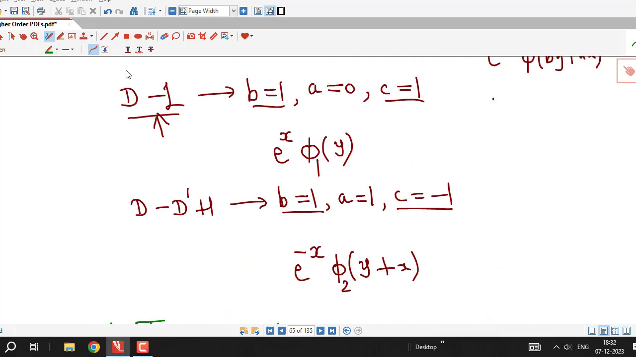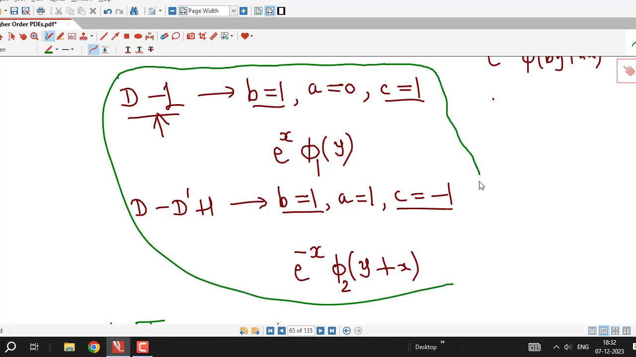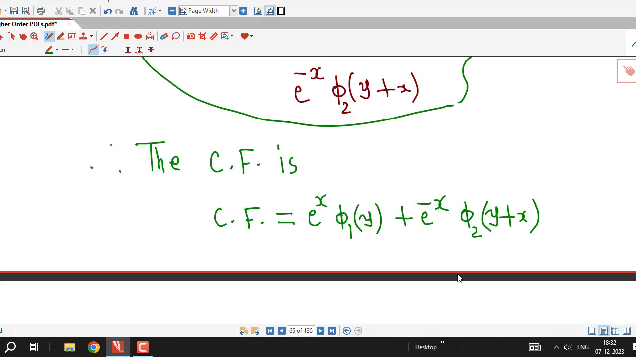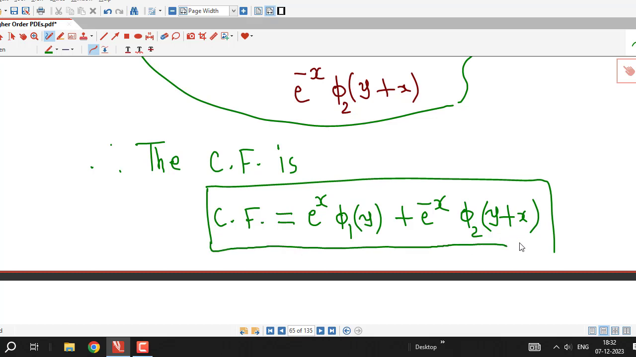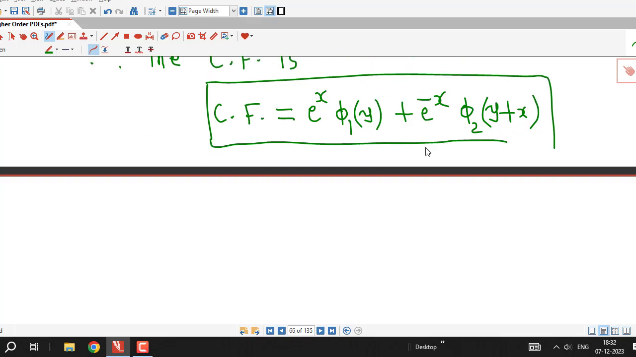This is just for understanding. It is not necessary to write down all these things. You can directly write if you are able to understand. You can directly write down the complementary function. Here phi 1 and phi 2 are arbitrary functions.